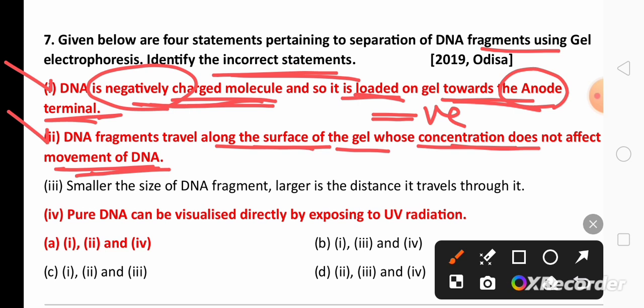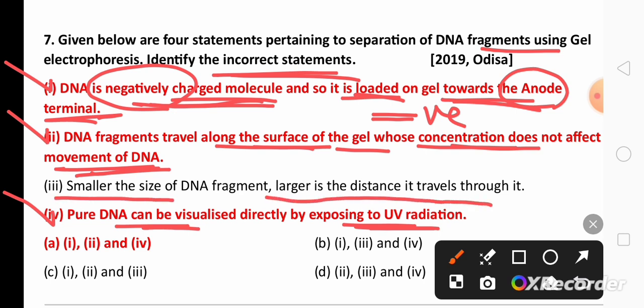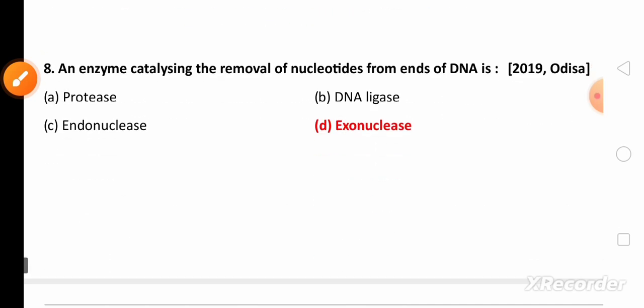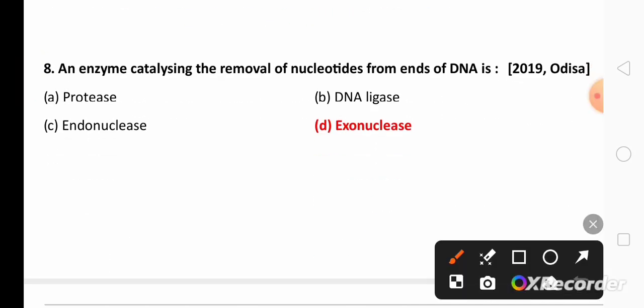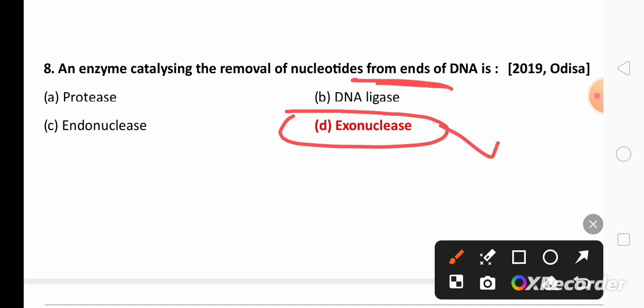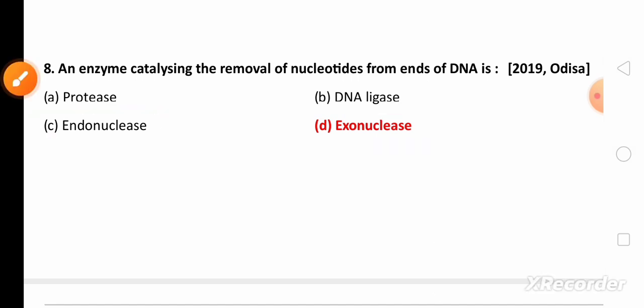Then, pure DNA can be visualized directly by exposing it to UV radiation. No, we need to use ethidium bromide also. So this is the wrong statement. The right statement is: the smaller the size of the DNA fragment, the larger the distance it travels. So the first, second and fourth statements are incorrect for gel electrophoresis. An enzyme catalyzing the removal of nucleotides from the ends of the DNA is exonuclease. From the ends of the DNA, exonuclease; at a specific site, endonuclease.